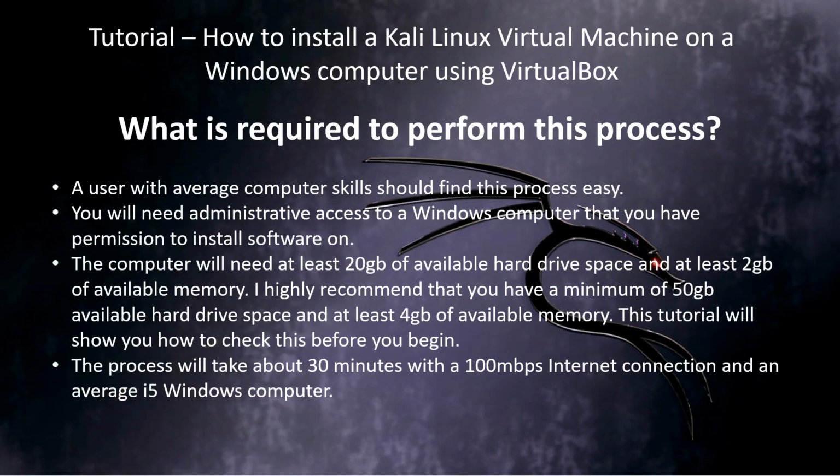What's required for this process? Like I said, a user with average computer skills should find this easy. You'll need administrative access to your Windows computer. The computer will need to have at least 20 gigs of available hard drive space and at least 2 gigs of memory. I highly recommend that you have at least 50 gigs of hard drive space and at least 4 gigs of available memory. This tutorial will show you how to check that before we begin. And the process will take about half an hour with a 100 megabit per second internet connection and an average i5 Windows computer.